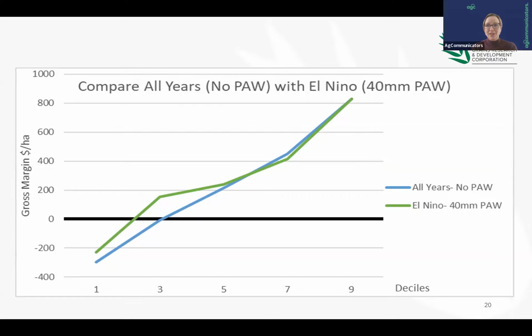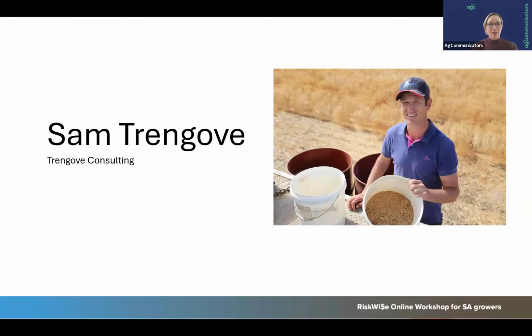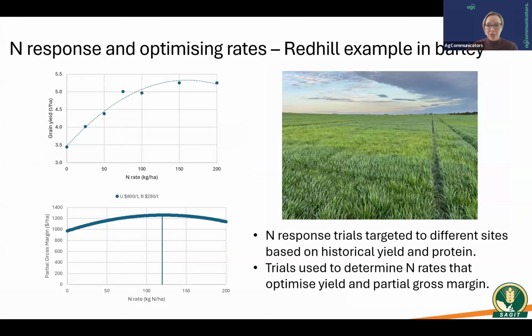Perfect. Thanks for those insights, Barry. We'll now move on to Sam Trengove from Trengove Consulting. Sam is an SA Butte-based agronomist and principal of Trengove Consulting. He holds a range of projects and contracts exploring farming systems across the low and medium rainfall zones of South Australia. Sam, I'm going to go straight into your presentation, please.